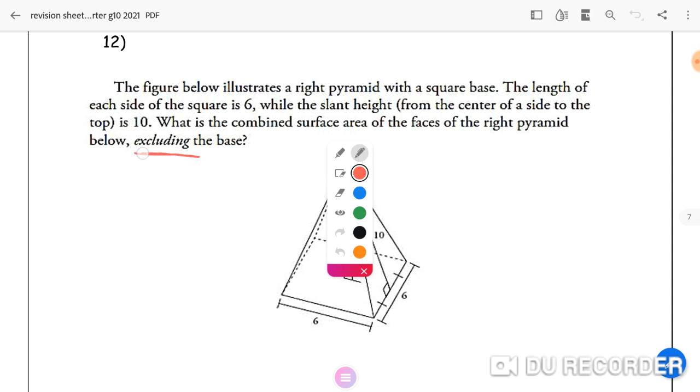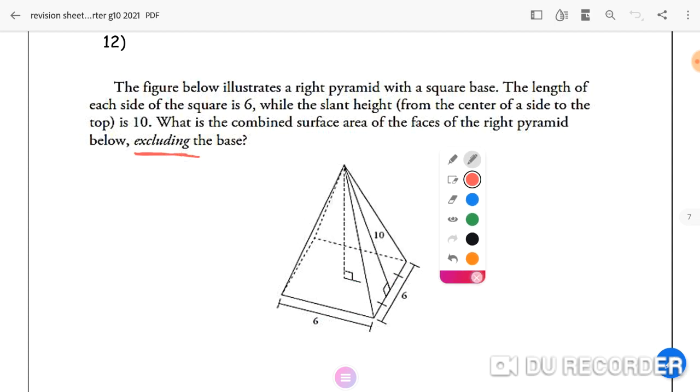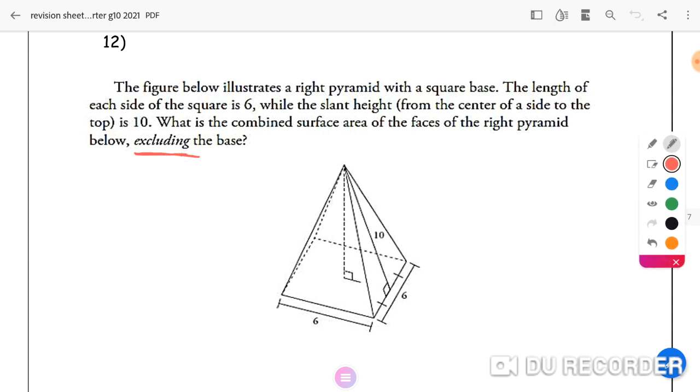Okay, so you need to exclude the base. Simply, we can find out the lateral area. So here we were asked about the lateral area of this pyramid, since we need to exclude the base. Okay, how to find out the lateral area of this pyramid? We have a rule to find it out, but I need to think here with you.